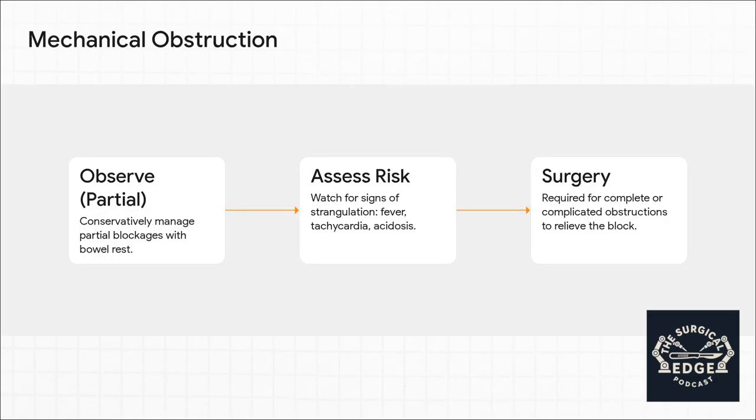Now, for a true mechanical obstruction, if it's just a partial block and the patient looks stable, you can sometimes manage with conservative care. But you have to watch them like a hawk for any signs of strangulation, things like fever, tachycardia, or worsening pain. If that obstruction is complete, or if there's any hint of complication, that is a surgical emergency. The goal is to get in there and relieve the block.